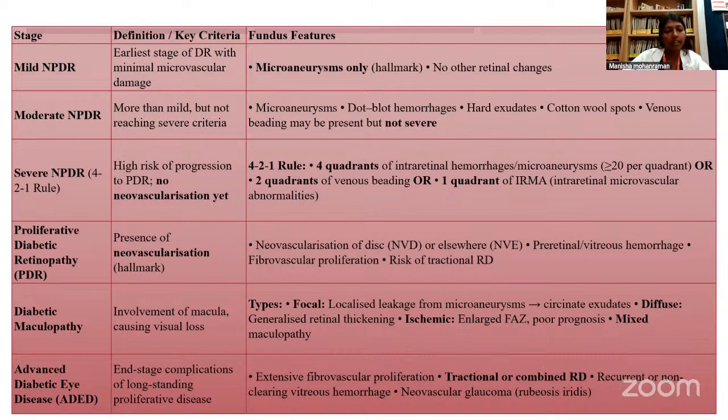Advanced diabetic eye disease is the end-stage complication of long-standing proliferative disease. In the fundus, extensive fibrovascular proliferation, tractional or combined retinal detachment, recurrent or non-clearing vitreous hemorrhage, and neovascular glaucoma are seen.